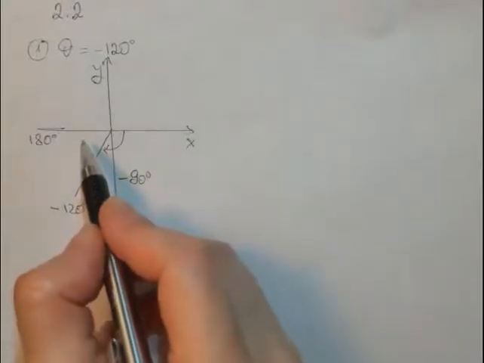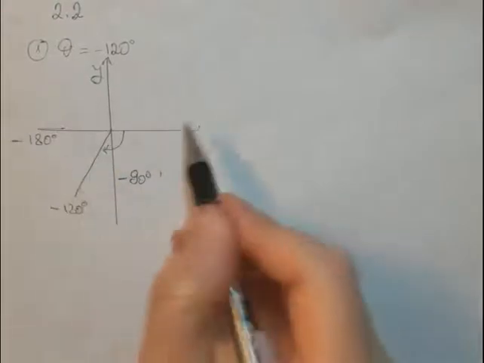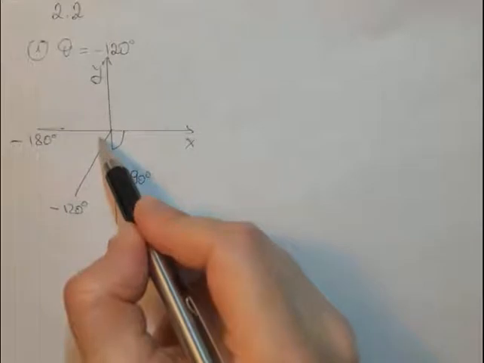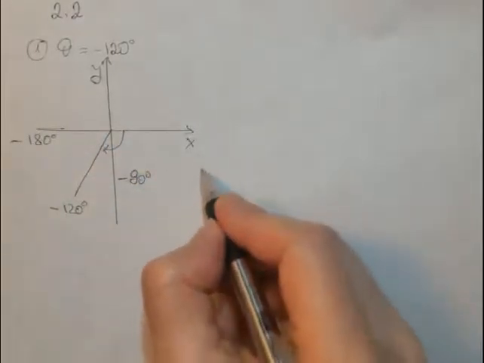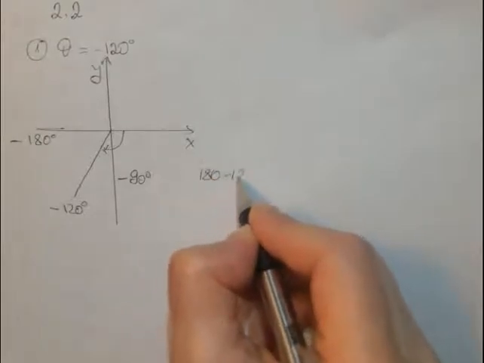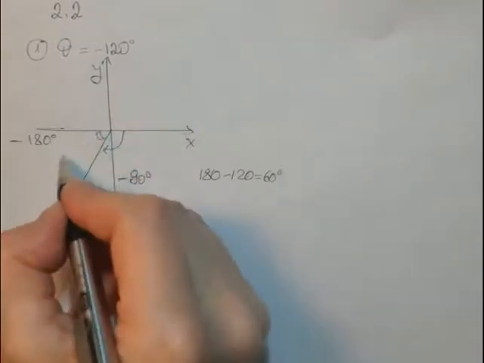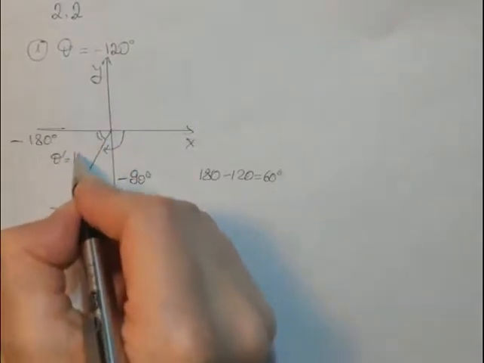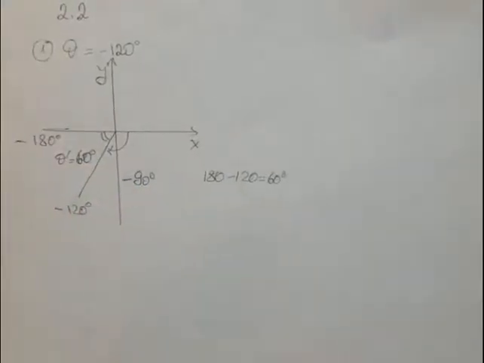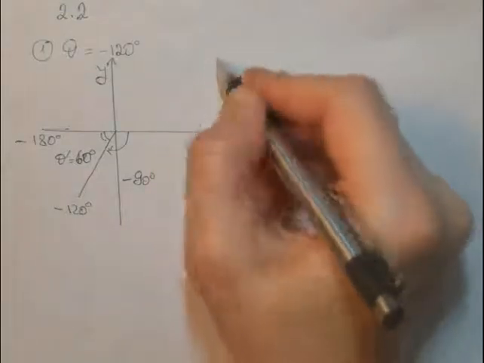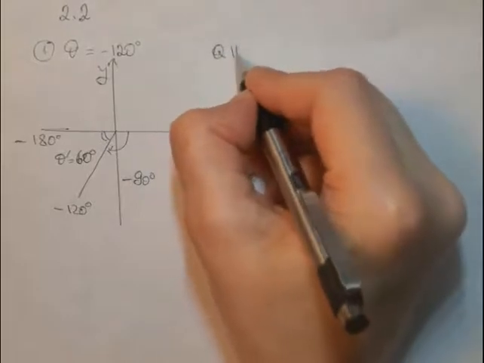We want to find a reference angle. The reference angle, negative 180. The difference between negative 180 and negative 120, which is the same as 180 minus 120, is 60 degrees. So this is the reference angle. Theta prime equals 60 degrees. So the quadrant of angle negative 120 degrees is 3.